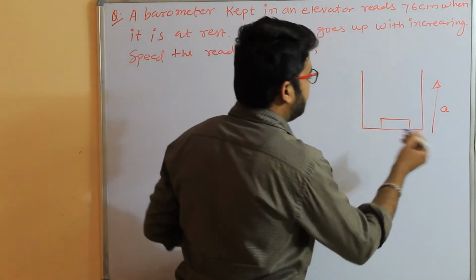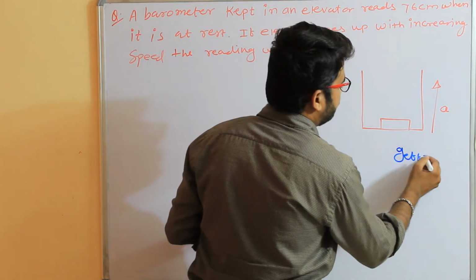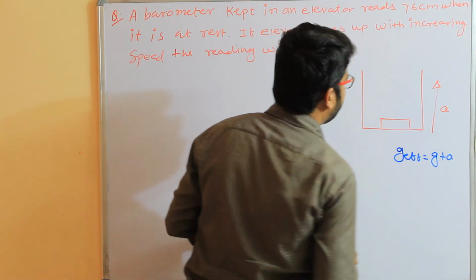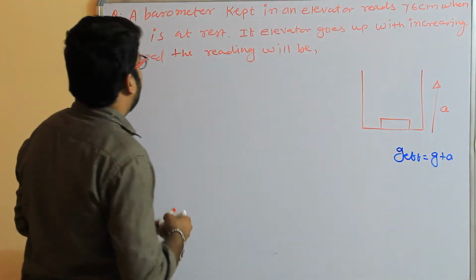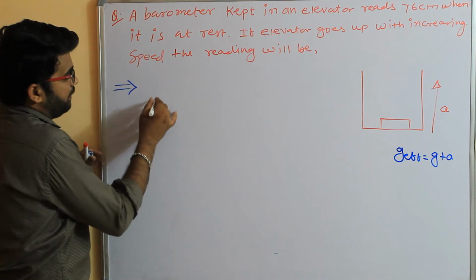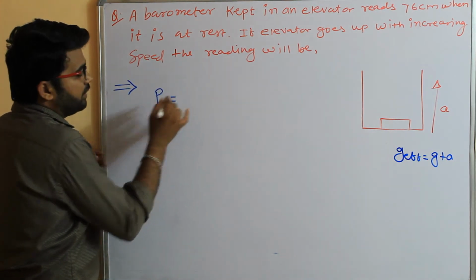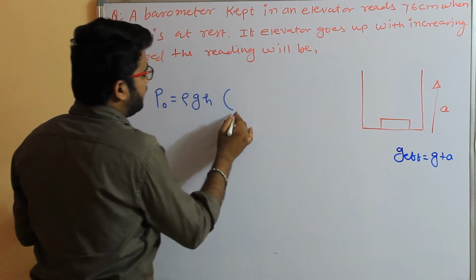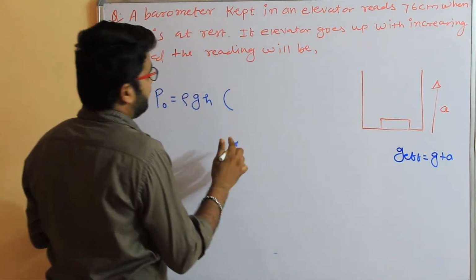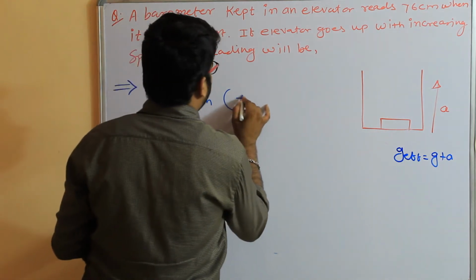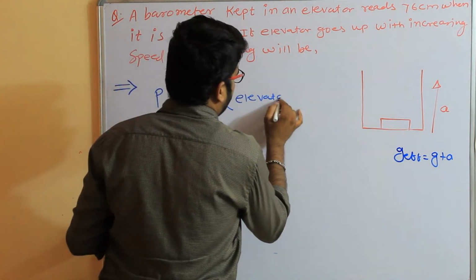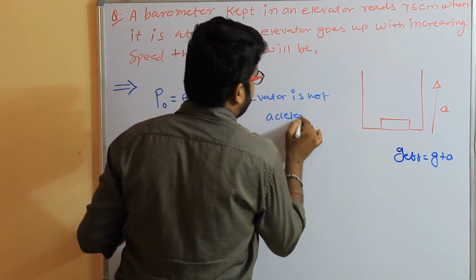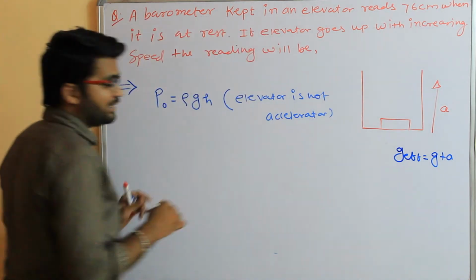So whatever the effective g is, g effective will be equal to, we know, g plus a, right? So whatever the pressure is, that is the atmospheric pressure, it is equal to rho g h when this elevator is at rest. The elevator is not accelerating, you can say, right? This is the expression when the elevator is not accelerating.